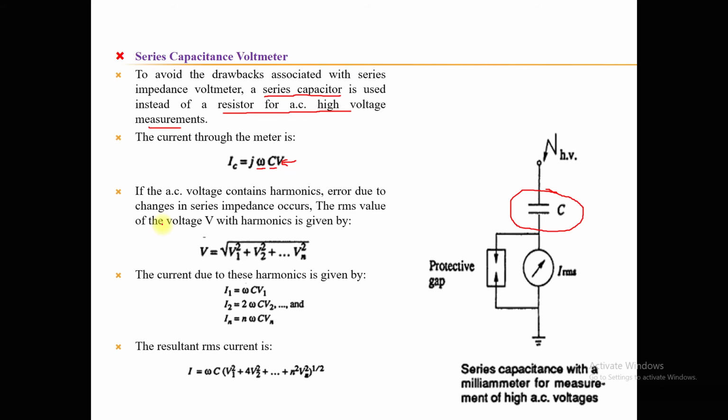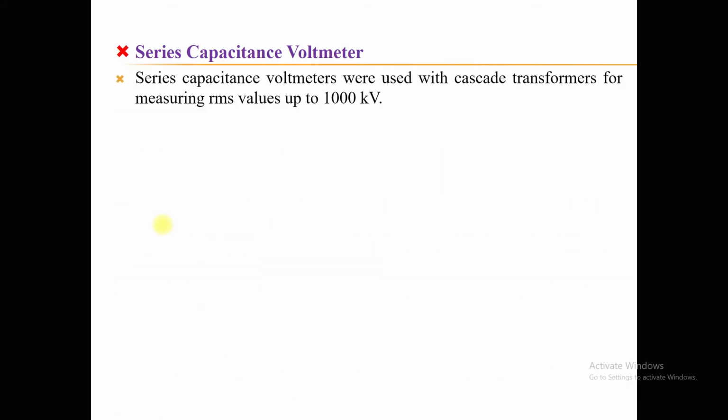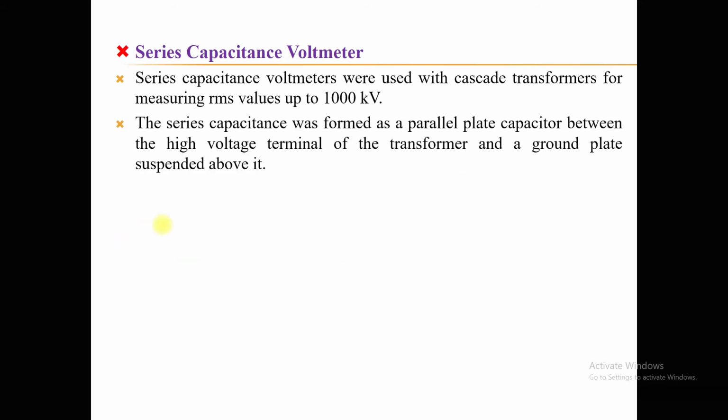The advantage of this meter is that whatever problems we face with the series impedance voltmeter, we can eliminate those disadvantages. Series capacitance voltmeters were used with cascade transformers for measuring the RMS voltage up to 1000 kilovolt. The series capacitance is formed as a parallel plate capacitor between the high voltage terminal of the transformer and the ground plate which is suspended above it, and it is useful for the measurement of 1000 kV.